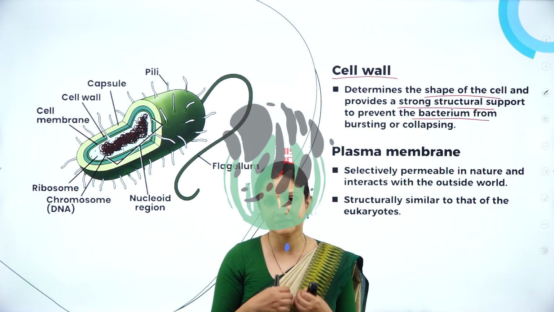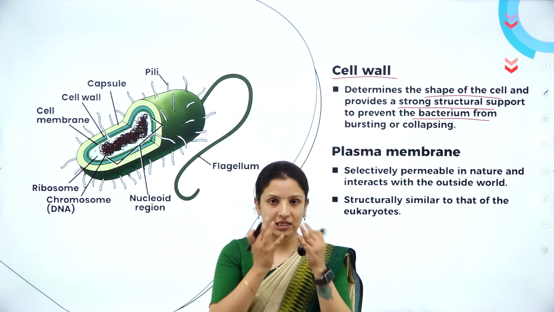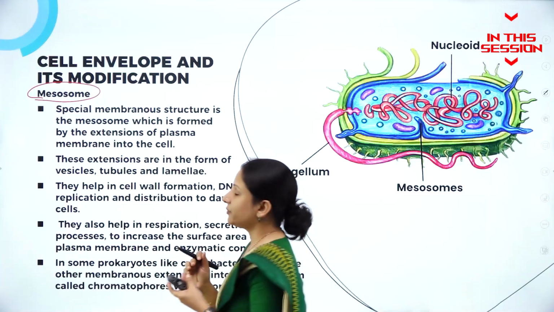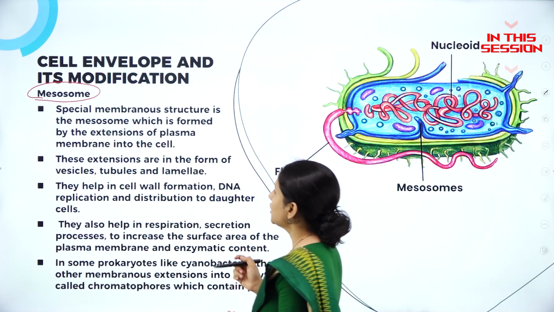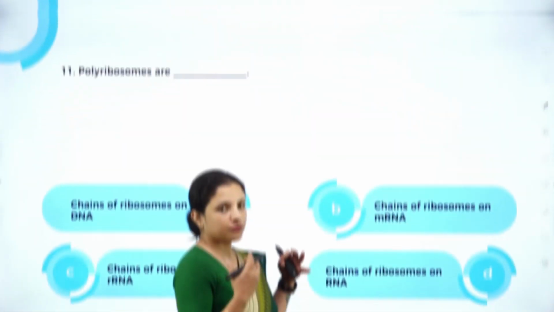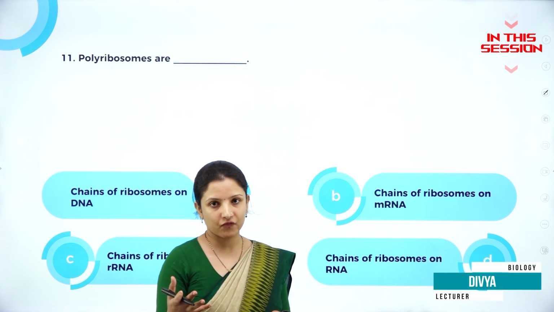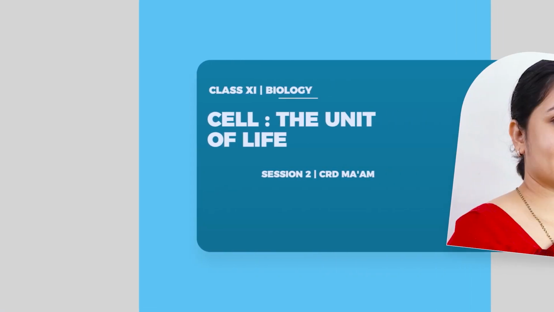Imagine if we didn't have a skeleton, what would have happened? We would just be like a jelly, or we would just be somewhere like a dropped sheet. So mesosomes are nothing but special membrane-like structures which are formed by the extension of the plasma membrane into the cell. So polyribosome usually occurs during the replication of DNA, wherein the ribosomes have to produce protein.